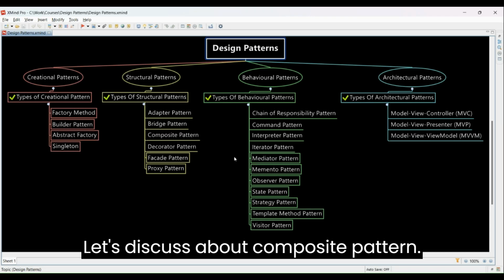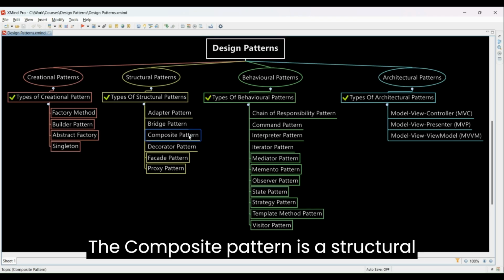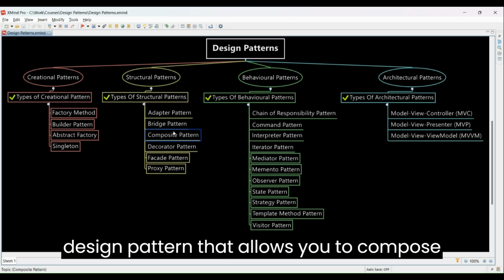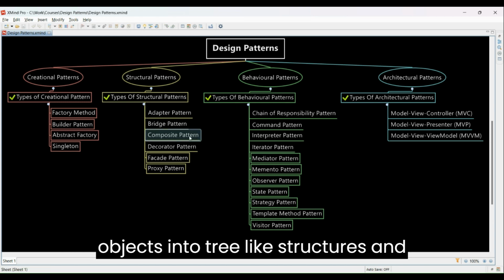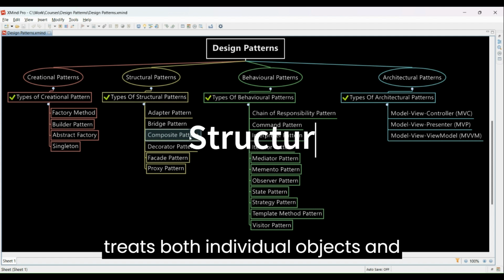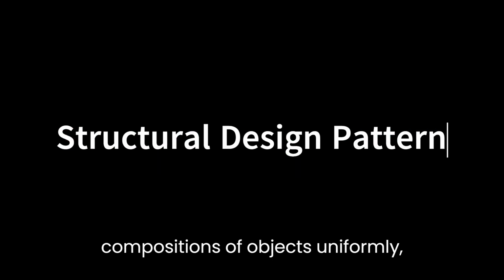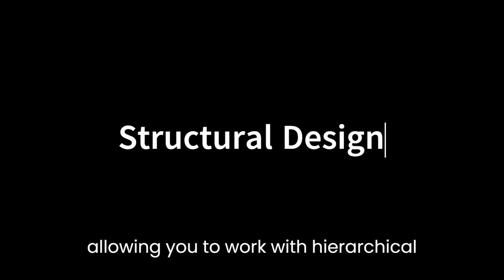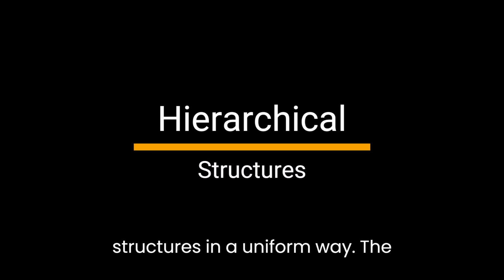Let's discuss the composite pattern. The composite pattern is a structural design pattern that allows you to compose objects into tree-like structures and represent them as a single object. It treats both individual objects and compositions of objects uniformly, allowing you to work with hierarchical structures in a uniform way.